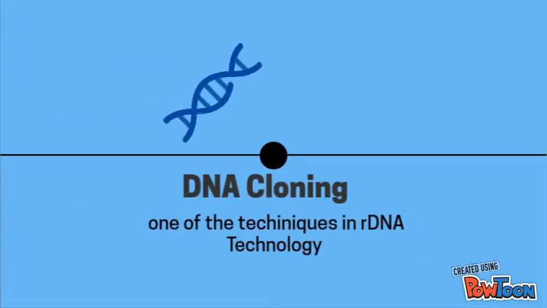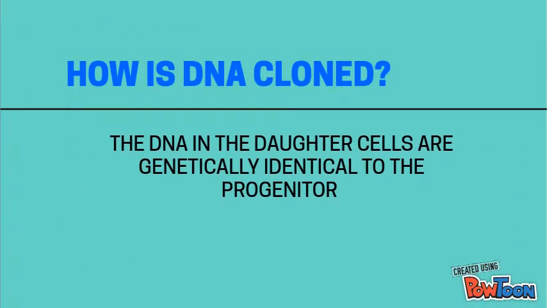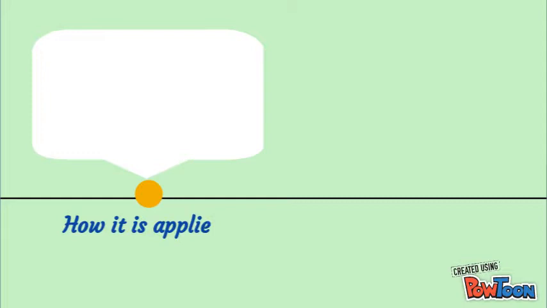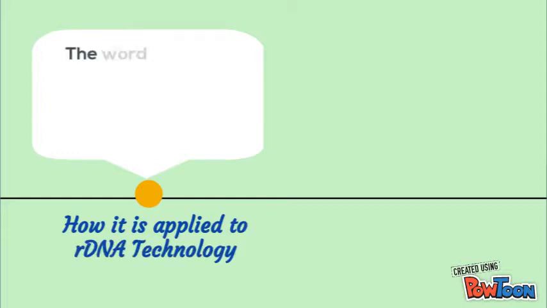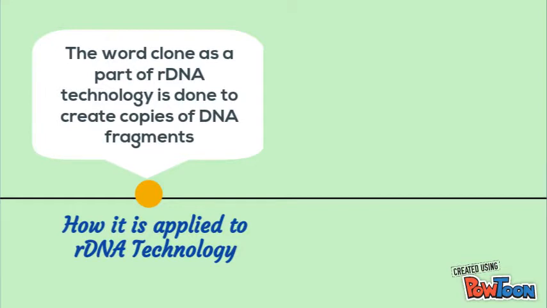DNA cloning is one of the techniques used in recombinant DNA technology. How is DNA cloned? The DNA in the daughter cells is genetically identical to the progenitor. How is DNA cloning applied to rDNA technology? The word clone, as part of rDNA technology, means creating copies of DNA fragments.